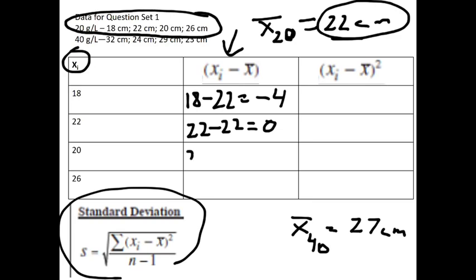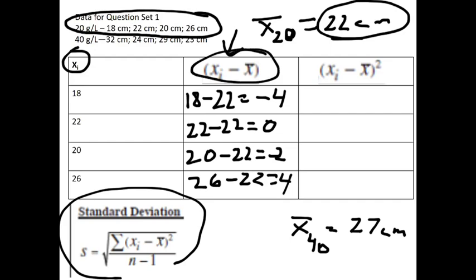For the next one, it's going to be xi of 20, minus the mean, 22, and that's going to give us negative 2. And for the last one, xi is 26, minus the mean, 22, and that's going to give us 4. Our last column in our table is going to be the quantity xi minus x bar squared. That simply means to take this column and square it. So minus 4 squared is 16. Remember, when you square a negative, it becomes positive. 0 squared is just 0. Negative 2 squared is 4. And 4 squared is going to be 16.